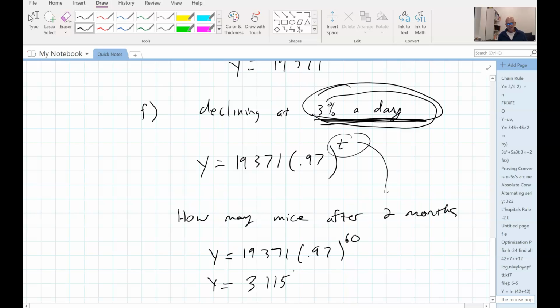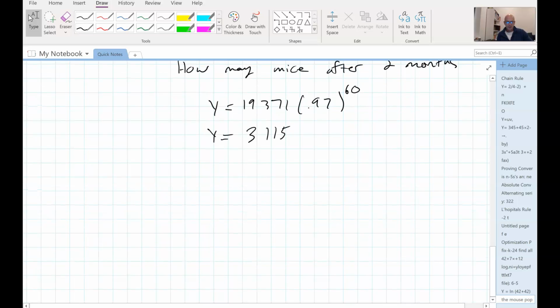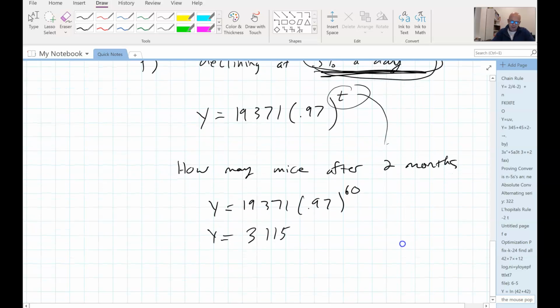Okay. So hopefully there's a bunch of examples of how to handle the... oh, actually, one more example. Let's figure out what the half-life of the mouse population is. Since it's declining, we could talk about half-life.